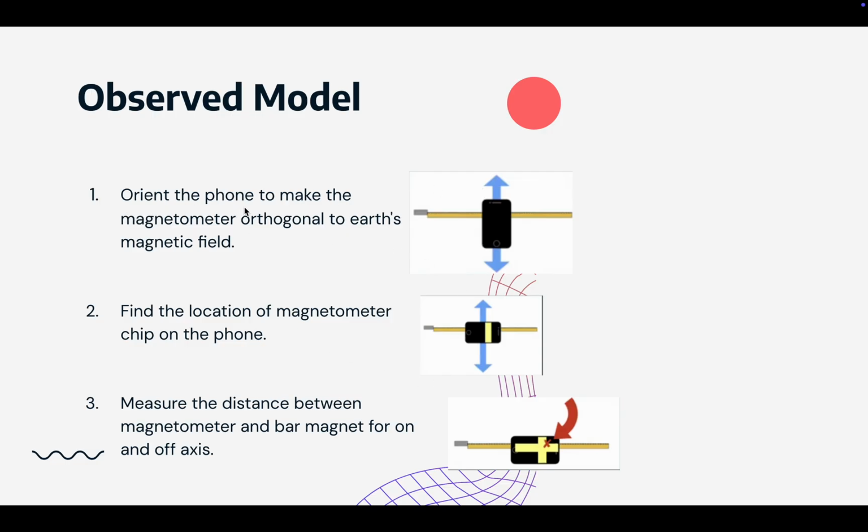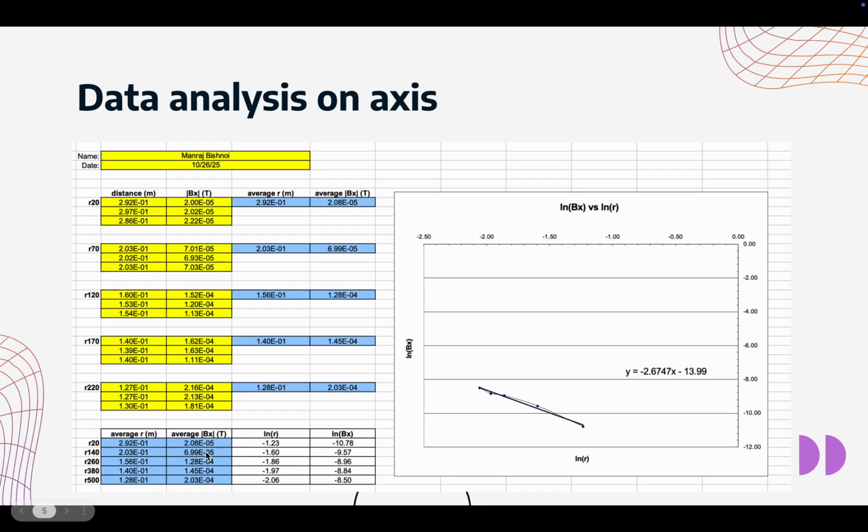These are the steps for the experiment for the observed model. So you orient the phone to make the magnetometer orthogonal to the Earth's magnetic field, and then you find the location of the magnetometer chip on the phone, and then you measure the distance between the magnetometer and the bar magnet, on and off the axis.